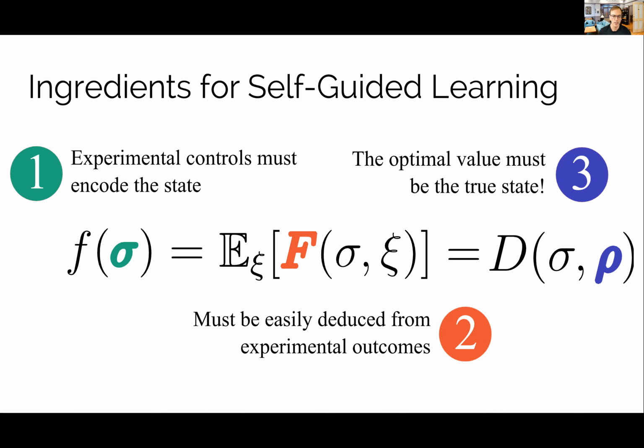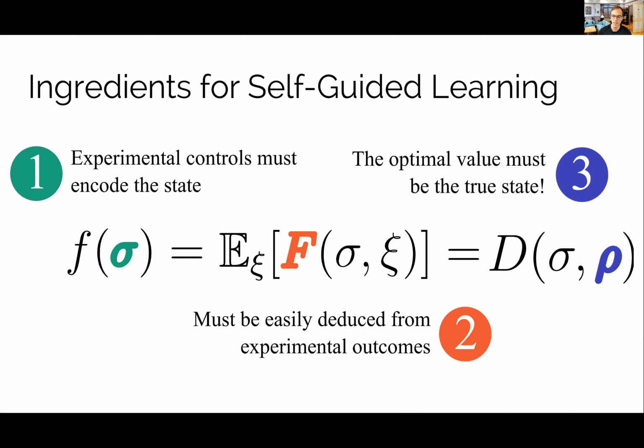So the second, the first one is necessary. The second one is more of a desiderata, that you need to be able to easily deduce some objective function from experimental outcomes. And the obvious thing when you think about this for a little bit is that when I average over any sort of randomness in the experiment of evaluating that objective function, it must give me some sort of figure of merit that is optimized on the true state.